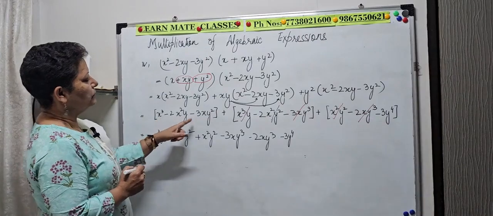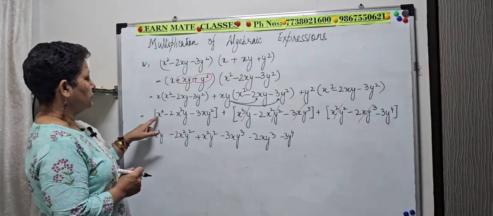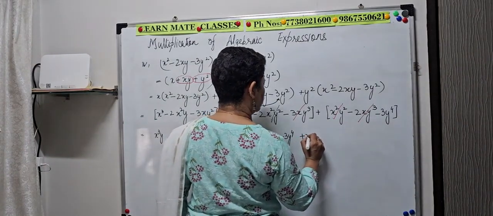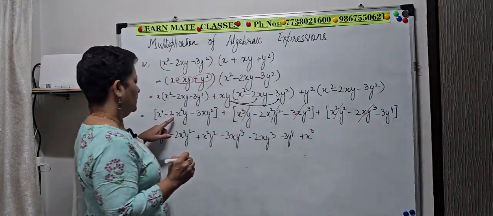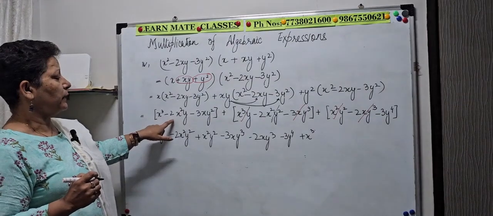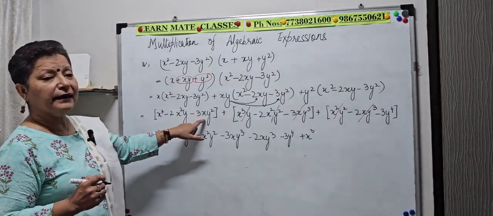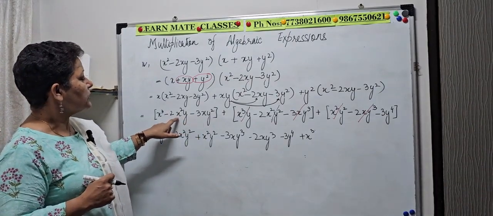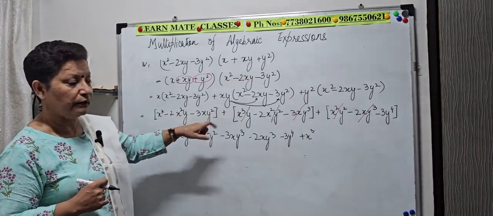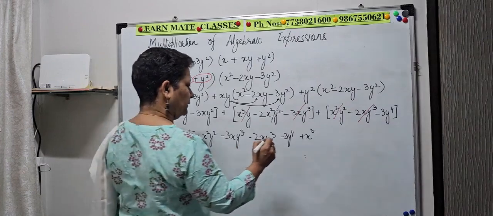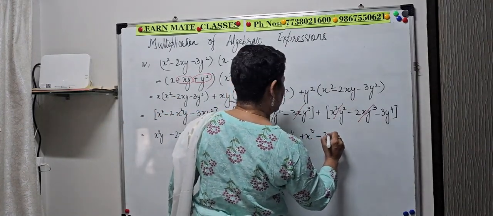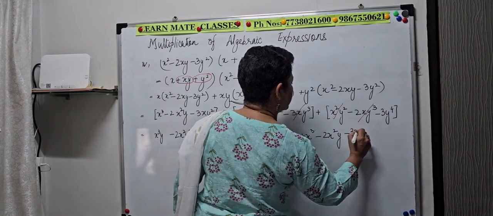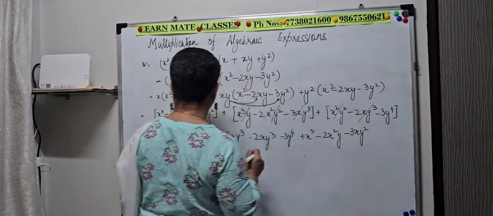Now I'm going to come to the power 3 terms. So I have a plus x cube, a minus 2x square y. Do you think x square y and xy square are similar, are like terms? No. This has x with the power of 2, this is y with the power of 2. So I'll have to write them separately. And so this is minus 2x square y minus 3xy square.